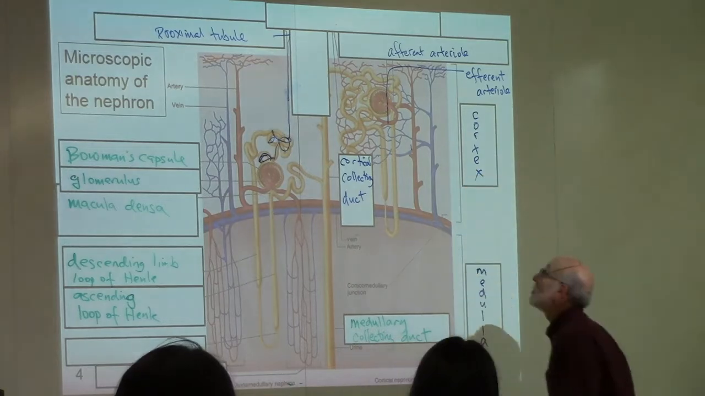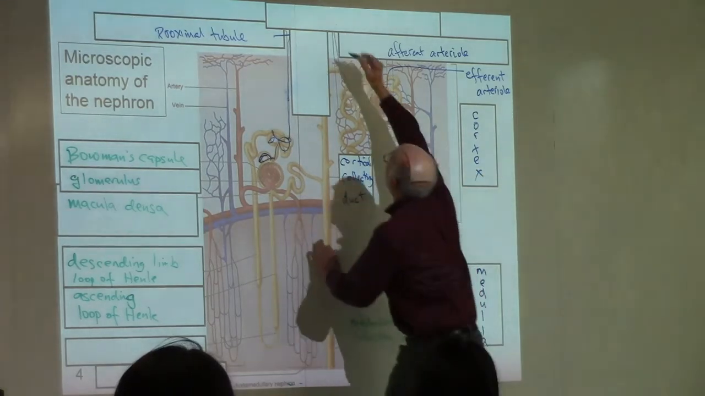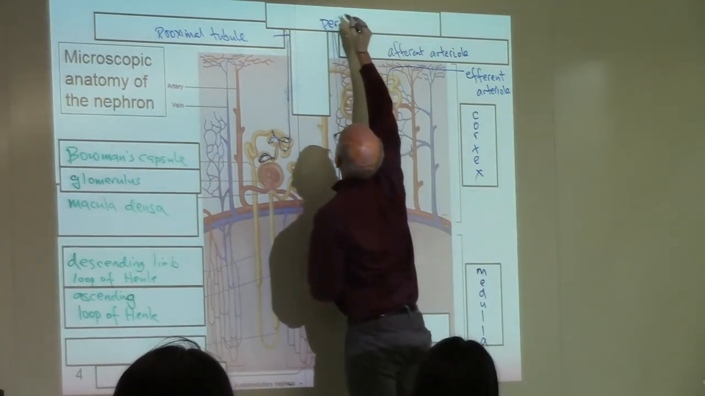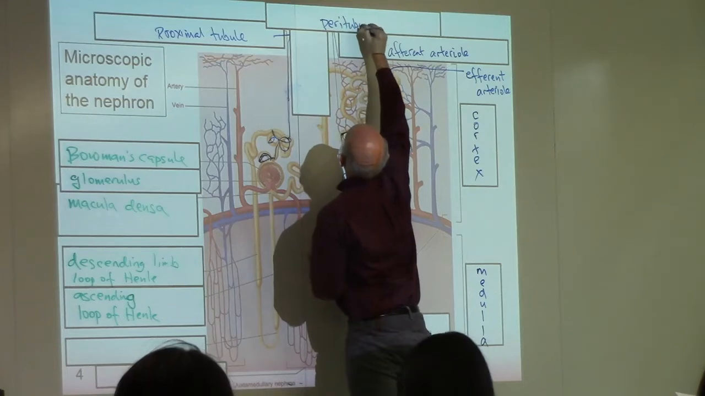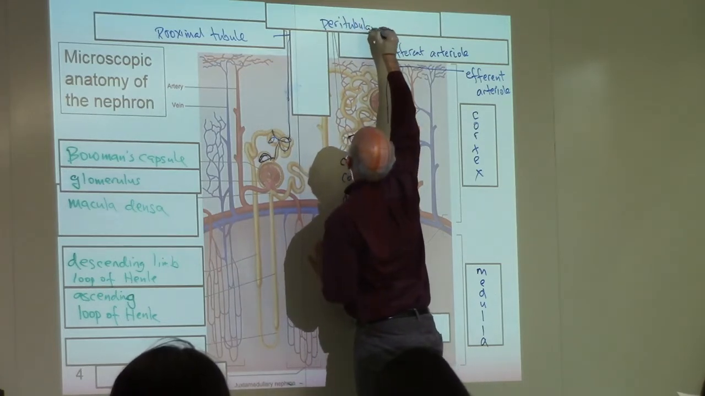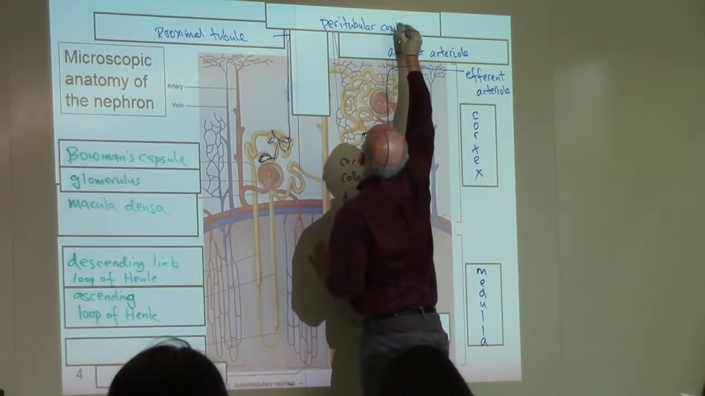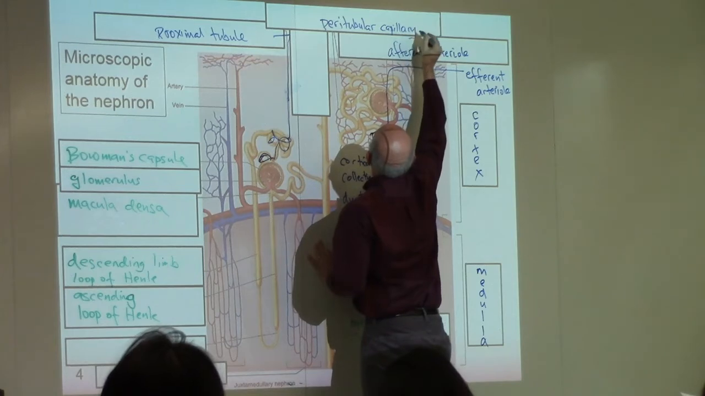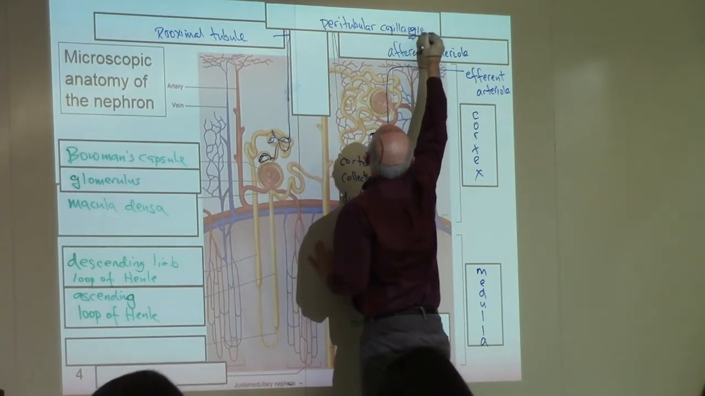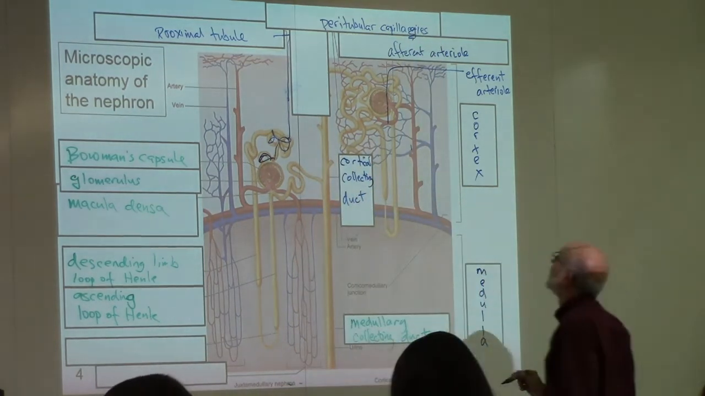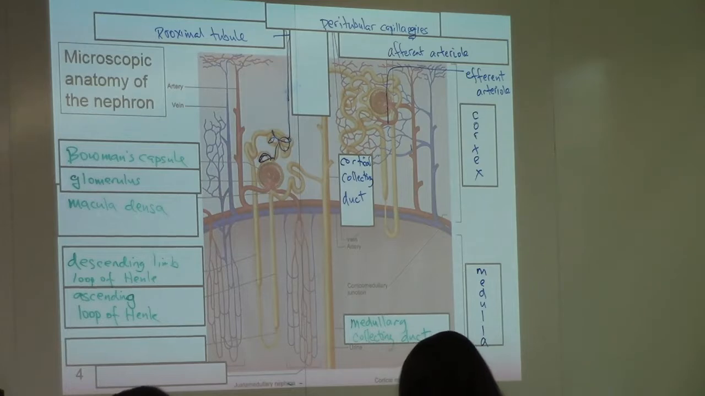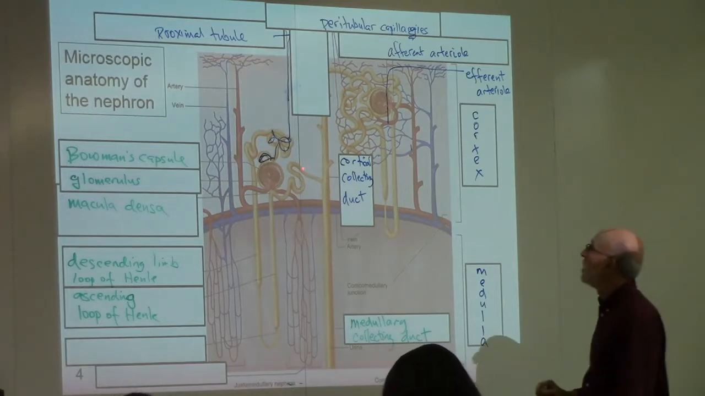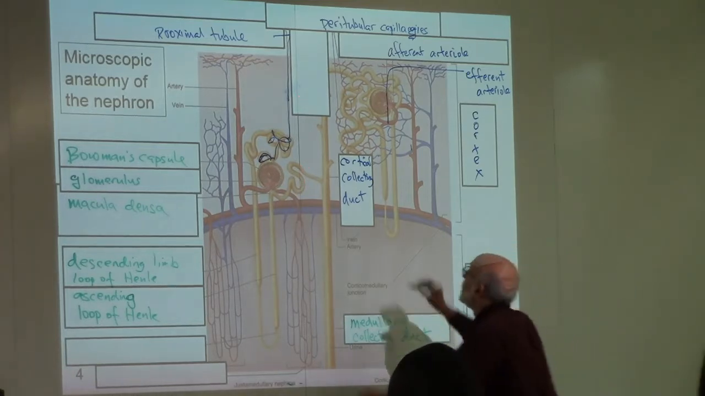That's the word we're looking for. Peritubular, which means around tubular, around the tubules, peritubular capillaries. Okay, almost there. That's the distal tubule.